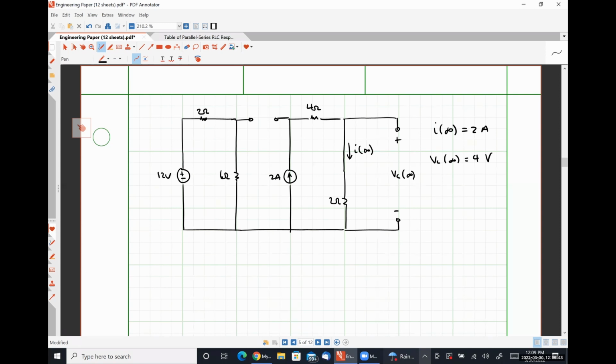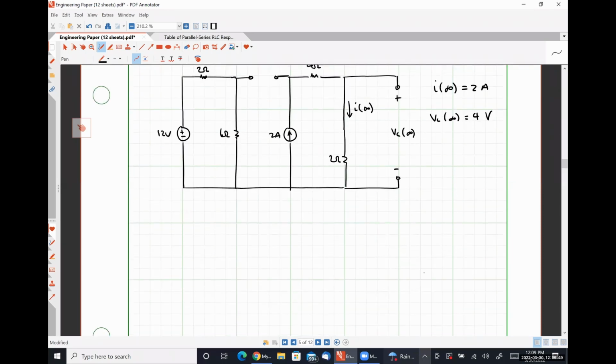So the first thing that I'm going to have us calculate is the quantity VC of t. Okay. So VC of t is equal to (B1 cosine omega d t plus B2 sine omega d t), all multiplied by e to the negative alpha t, plus VC at infinity.